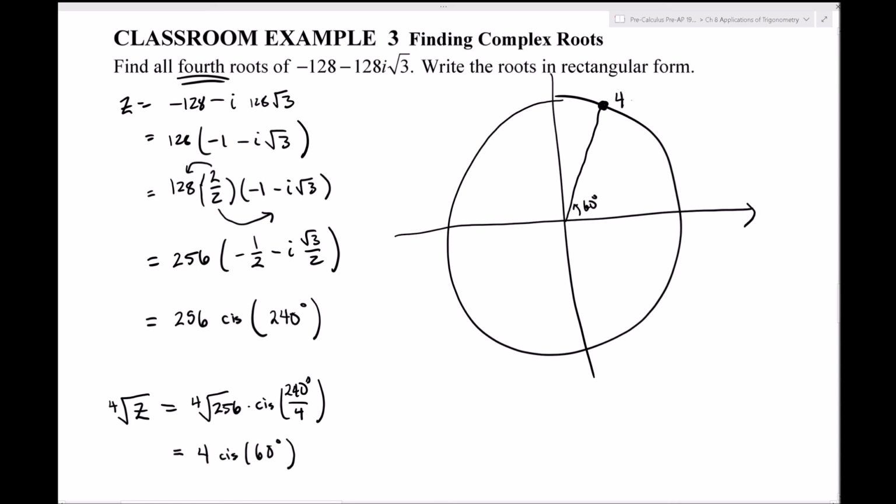So that's 4 and 60. And that's 1/4 of the answer. There are 3 more. This is the hard work, finding the 1. The other 3 are super easy. How do I find the other 3?